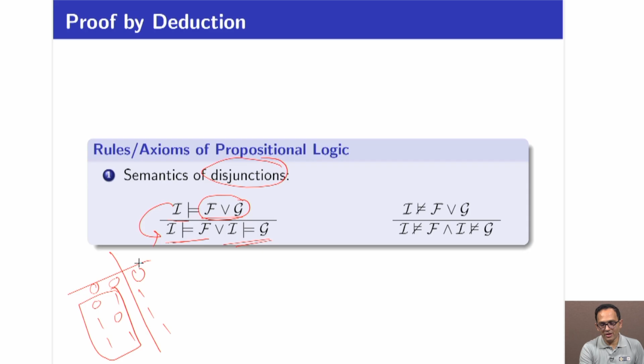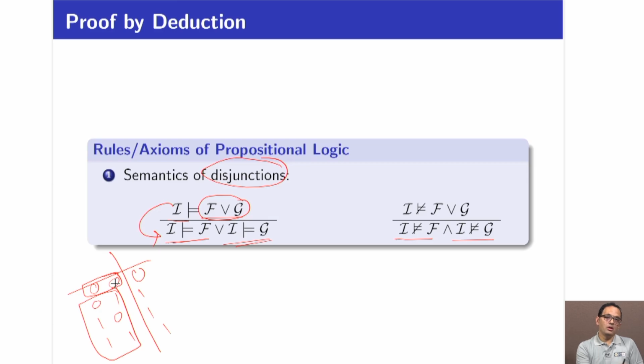On the other hand, if I does not satisfy f or g, what does it mean? It means it is basically this scenario. That means I is not satisfying f and I is not satisfying g. So that's why this is 0 0, or false false.